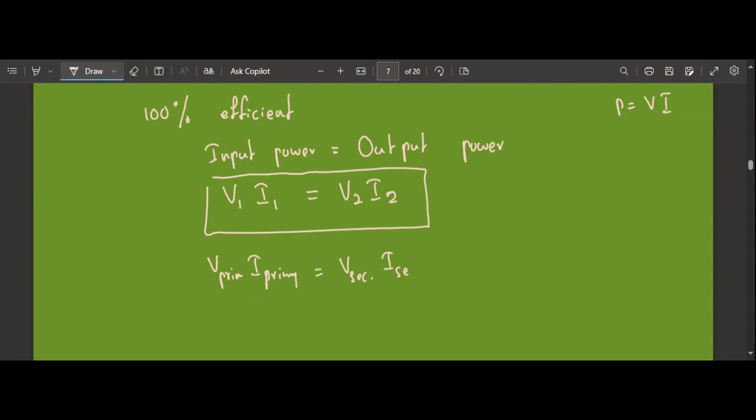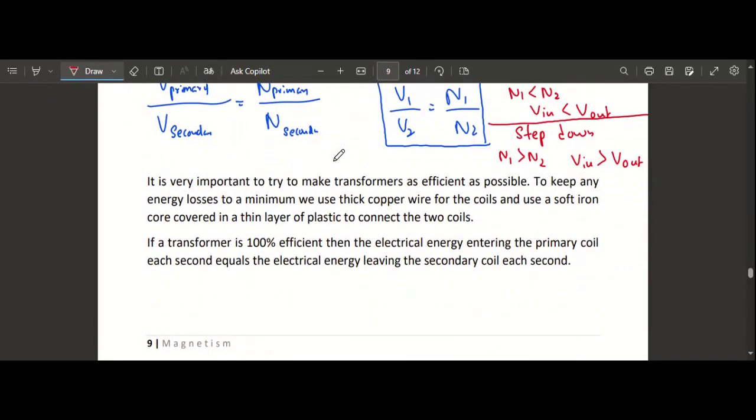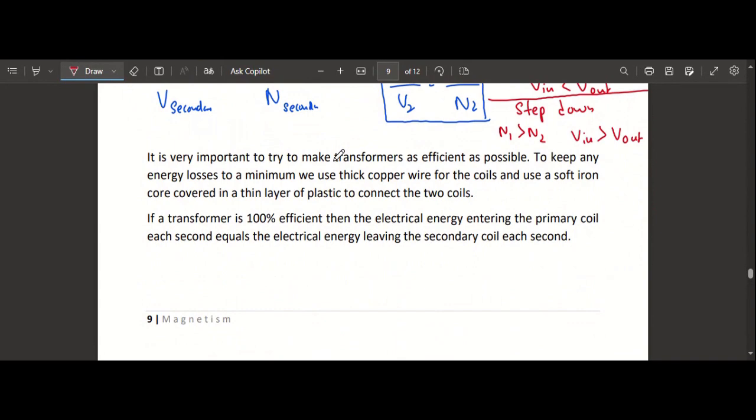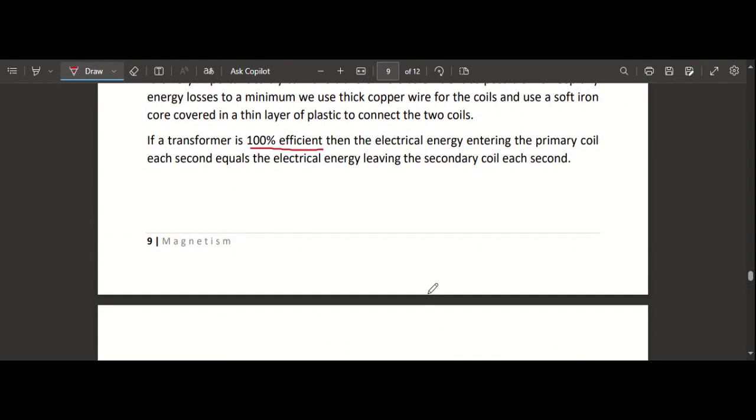It is important to try to make the transformer as efficient as possible to keep any energy losses to a minimum. We use a thick copper wire for the coil and use a soft iron core covered in a thin layer. That one is okay, right? So if a transformer is 100% efficient, then the electrical energy entering the primary coil each second is equal to the electrical energy leaving the secondary coil each second. So then we can write here: input power equals output power.